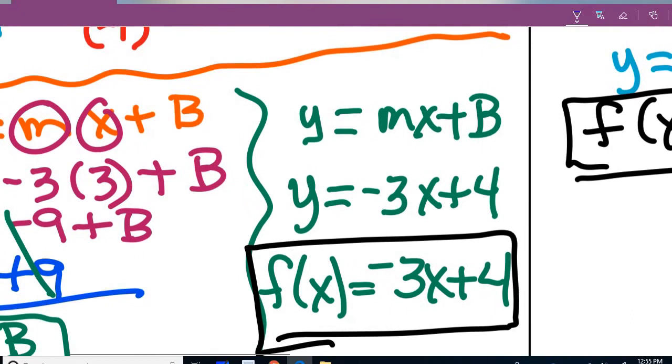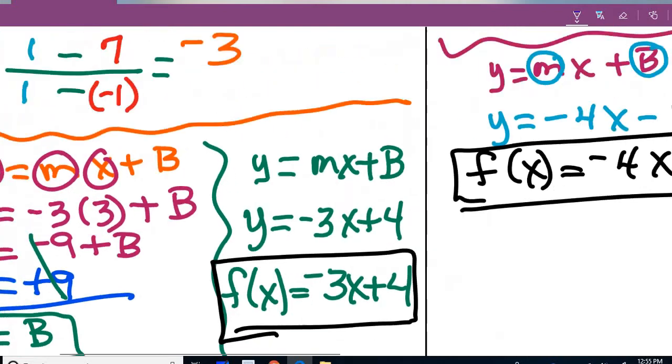Once you have the y-intercept, which is (0, 4), and your slope, write it in slope-intercept form, y equals negative 3x plus 4, and then just rewrite it as a function. Just change the y to f of x, so you have f of x equals negative 3x plus 4.